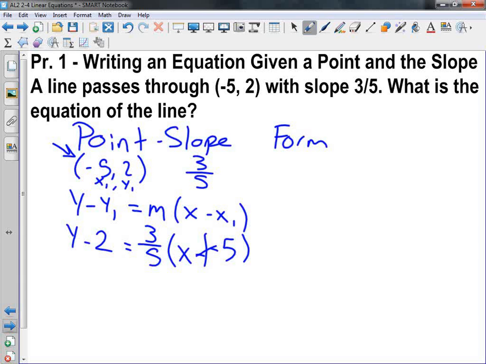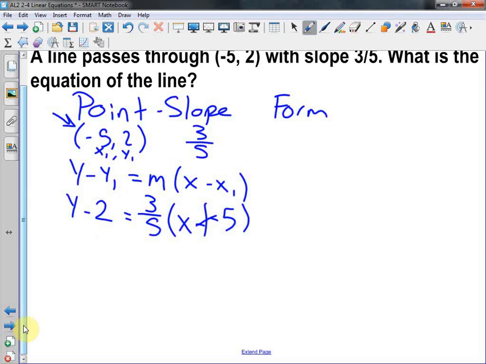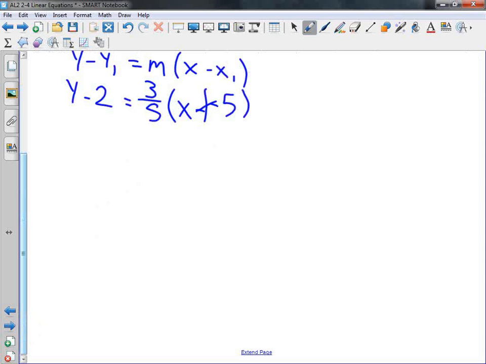Sometimes the problem will just say, write it in point-slope form. But most of the time when you're solving word problems or anything else, you're actually going to be putting this into some other form. How can I take this and change it to slope-intercept form? Distribute and add 2. So I'm going to distribute there. That gives me 3/5 x plus 3.